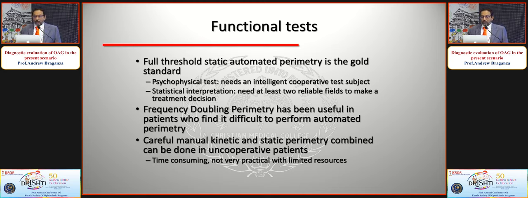We have functional tests also. So full threshold static automated perimetry is the gold standard, but it's a psychophysical test. And a psychophysical test needs an intelligent, cooperative subject. They have to understand what's required of them and they have to perform. It also has statistical interpretation, which means that the more data we have, the better the result we can get, which means every decision has to be made on at least two visual fields. That's the strong recommendation from all glaucoma authorities. We don't always do it, but that's the recommendation.